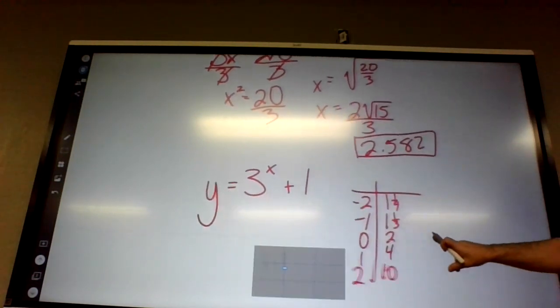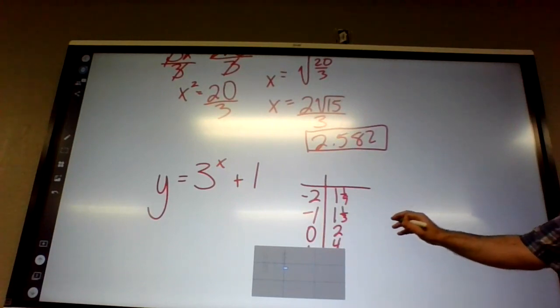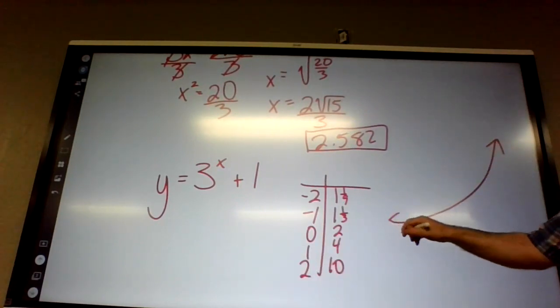You guys know what the graph should look like though? What shape? Yeah, that is one of these.